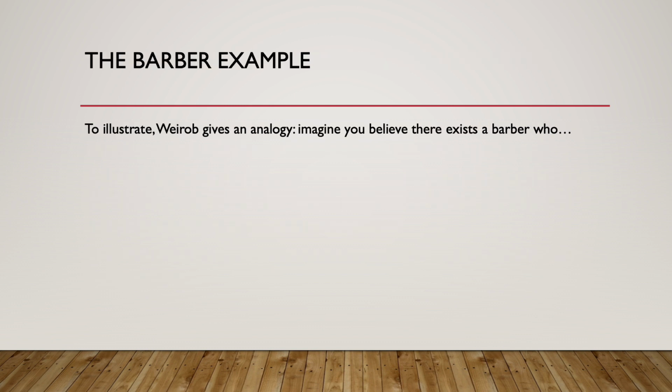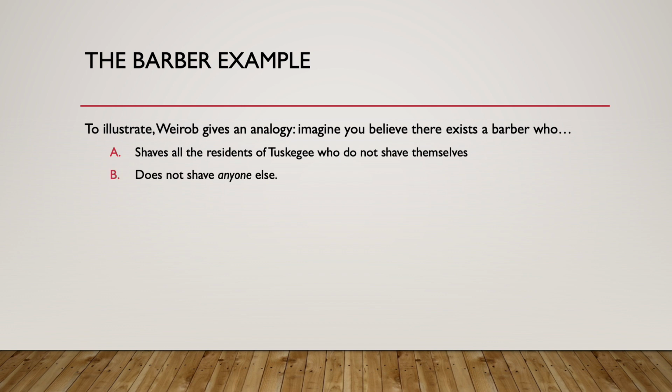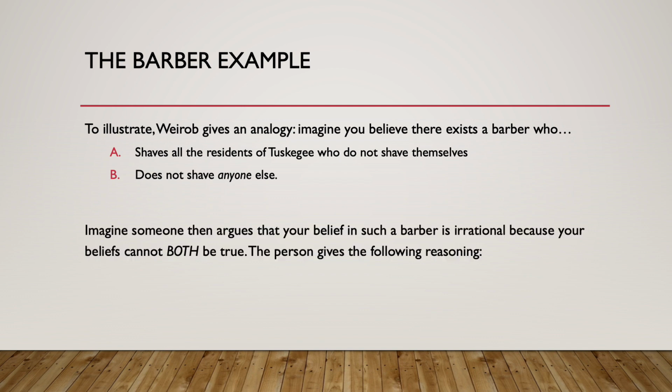So to illustrate, Rob gives an analogy. Imagine you believe that there exists a barber who, A, shaves all the residents of Tuskegee who do not shave themselves, and B, does not shave anyone else. Now imagine someone then argues that your belief in such a barber is irrational because these beliefs are inconsistent. They can't both be true. So it's just like the problem of evil. They take two beliefs and they say, look, those beliefs are inconsistent, and so your beliefs are irrational.